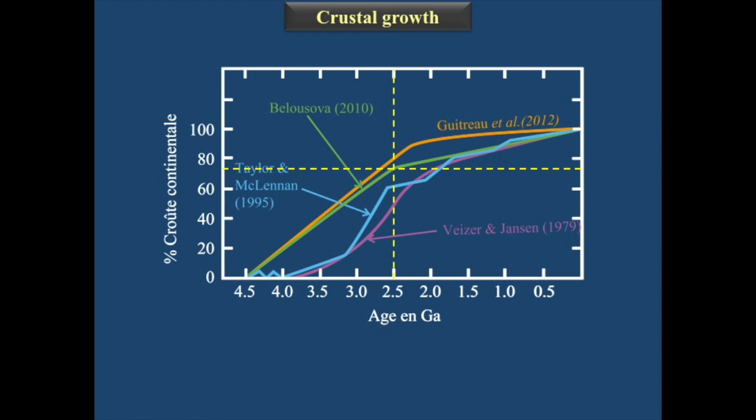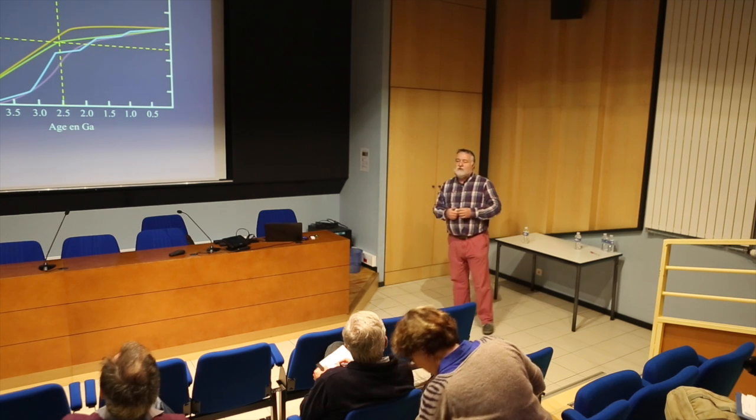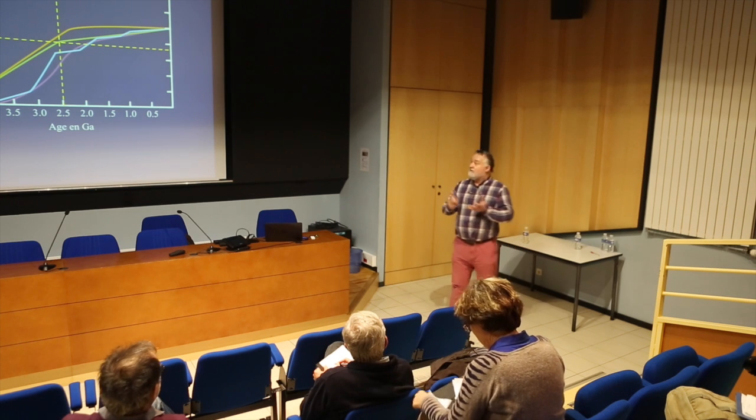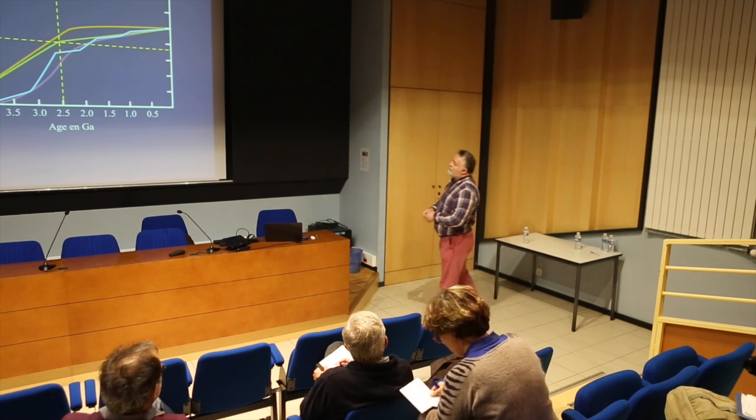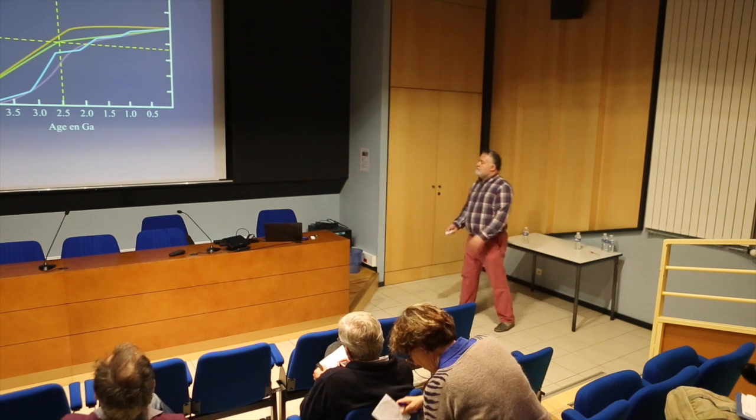So 75% of the continental crust was generated during Hadean and Archean times. This is something important. It means that the first half of the Earth's history was a very strong period of extraction of the continental crust from the mantle, a very strong period of genesis of this continental crust. This is the first point, and the reason why this period is interesting.